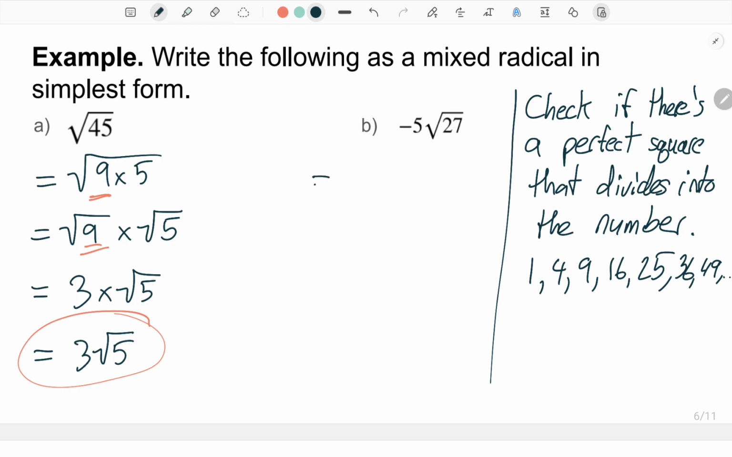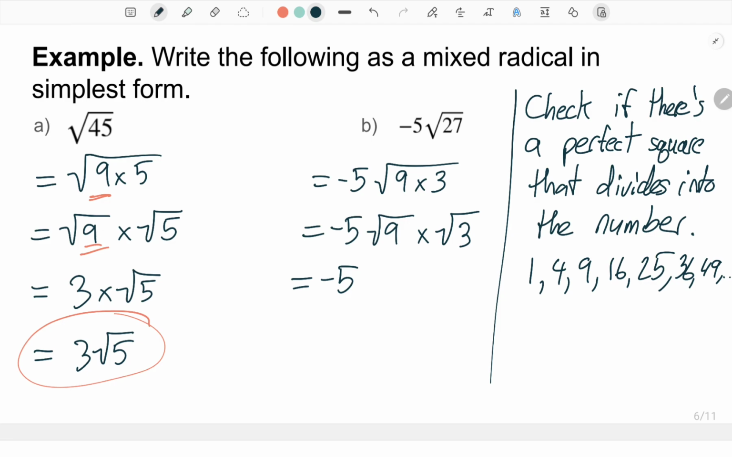So now we take a look at negative 5 root 27. Let's ignore the negative 5 for now. Let's focus on that radical. So 27, how can we break that up? Well, check perfect squares, and what we'll see is that 9 is a perfect square that you can divide into 27 and turn it into 9 times 3. And again, break that apart into root 9 times root 3 using that radical rule.